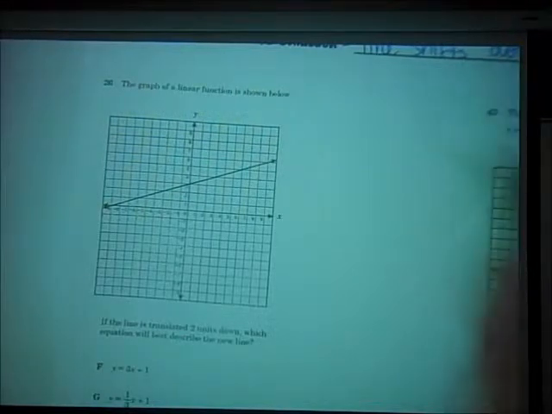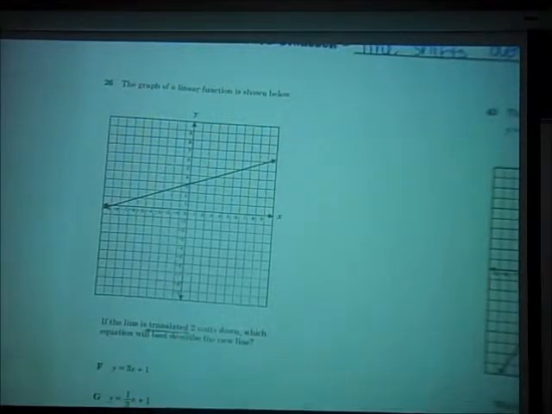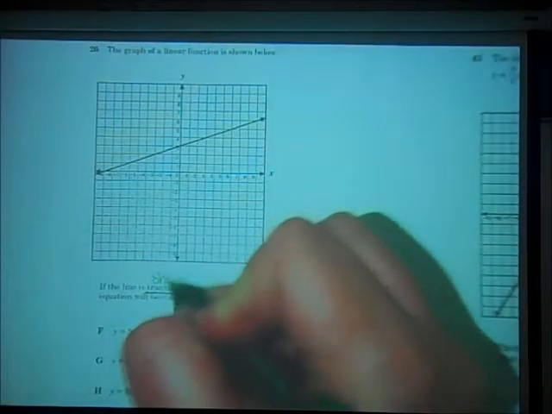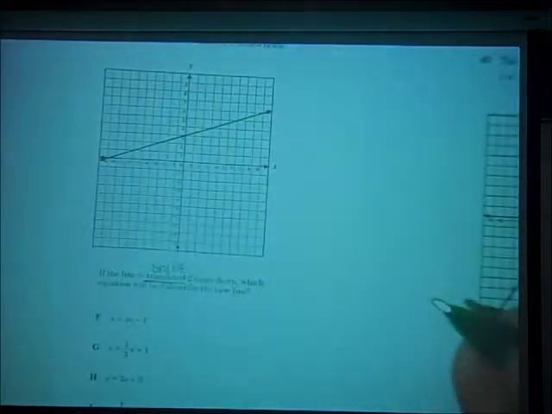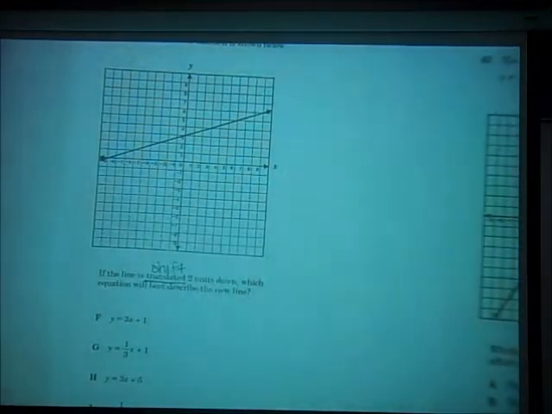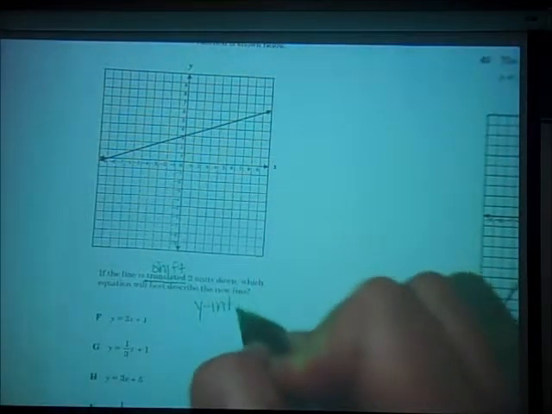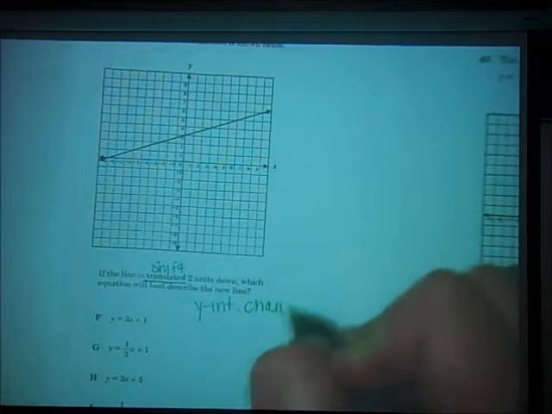Well, if I'm translating it, what's another word for translate? Yeah, I'm going to shift it. So I'm shifting it down 2 units. Am I changing my slope or am I changing the y-intercept? That means my y-intercept is going to change. Very good. So my y-intercept changes.